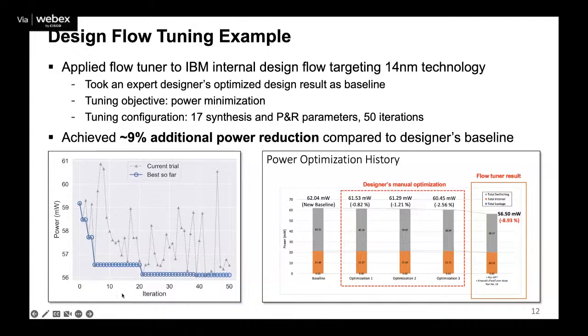The plot on the left side shows the tuning progress. The x-axis is the number of iterations, again, with a max of 50 iterations.